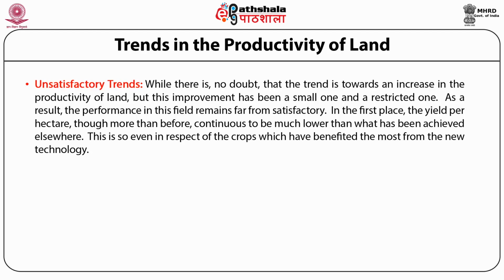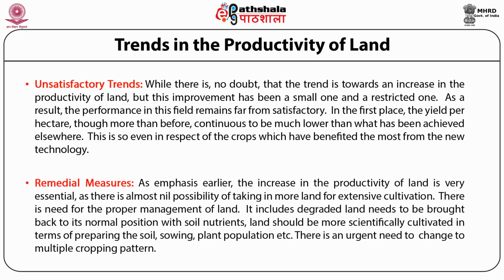In the first place, the yield per hectare, though more than before, continues to be much lower than what has been achieved elsewhere. This is so even in respect of the crops which have benefited the most from the new technology. Coming to the remedial measures, as emphasized earlier, the increase in the productivity of land is very essential as there is almost nil possibility of taking in more land for extensive cultivation.